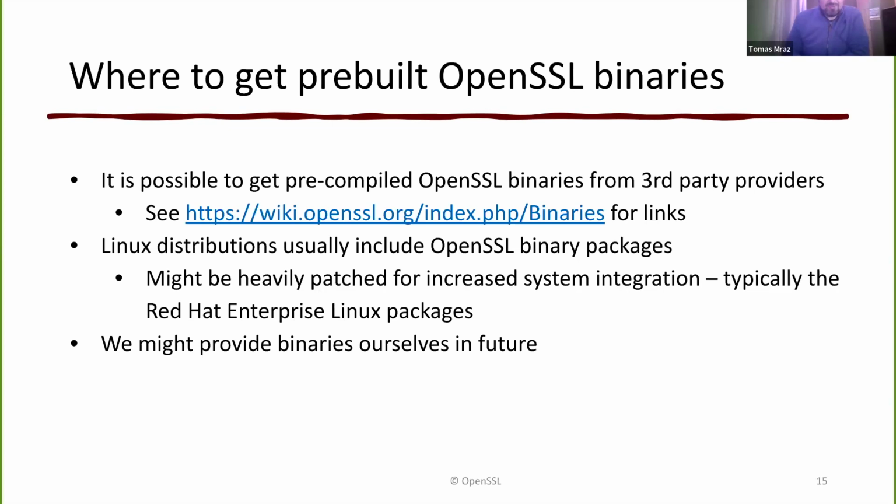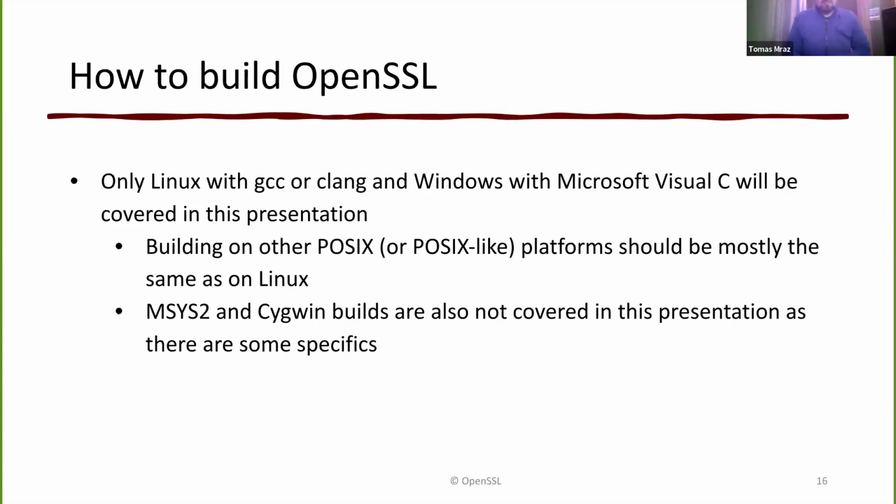So if you decide to build OpenSSL, I will give you an overview of how to do it on Linux and Windows. This webinar will show how to do it on Linux and on Windows with Microsoft Visual C, because building on other POSIX-like platforms should be mostly the same as on Linux. MSys2 and Cygwin builds are not covered in this presentation, as there are some specifics, and it wouldn't be possible to get into such details here.